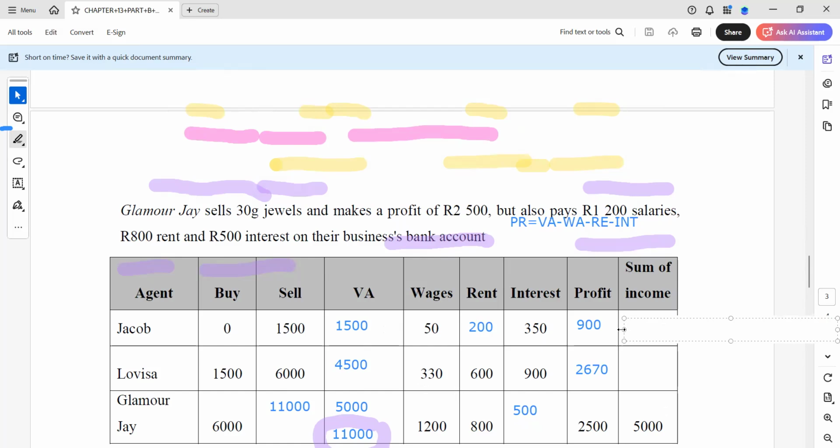Okay, I want to use a different color for this one. So let me use this. I'm getting 1,500. And then also here we say 330 plus 600 plus 900 plus 2,670. You get what? 4,500, right? And here they calculated for us. You just say 1,200 plus 800 plus 500 plus 2,500. You get what? 5,000.